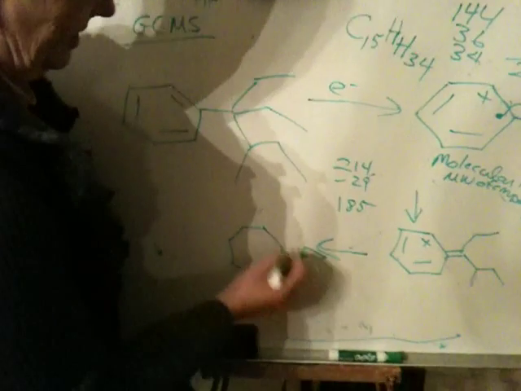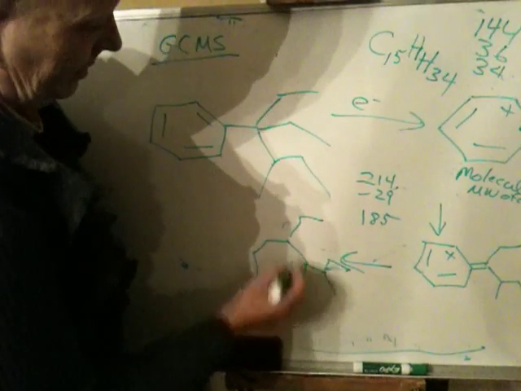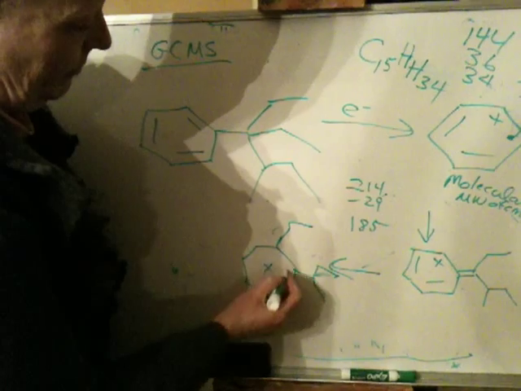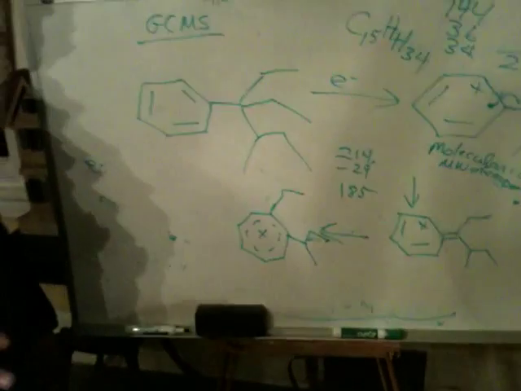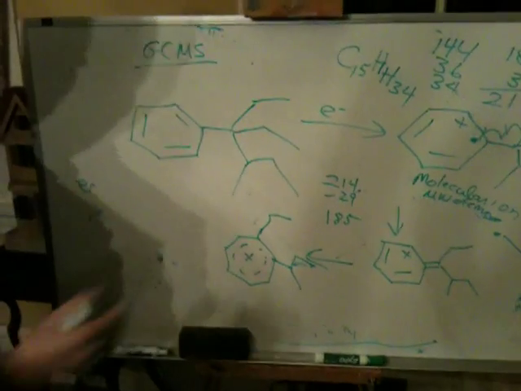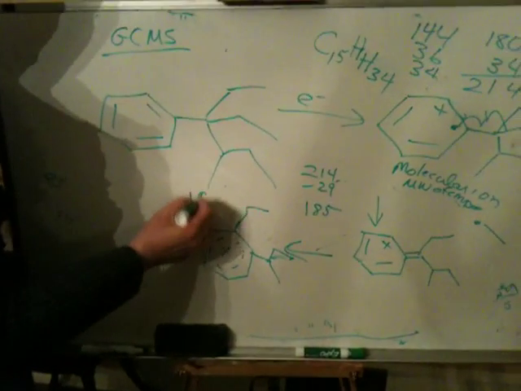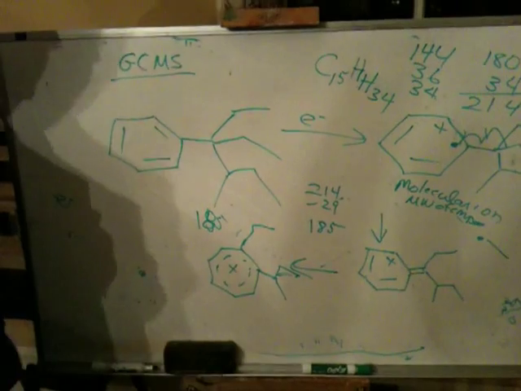Okay. So anyway, from this you would get a tropylium ion. It involves a rearrangement. You don't have to know how to do that, but you would get a tropylium ion, and this tropylium ion would also have 185, okay, as its molecular weight.